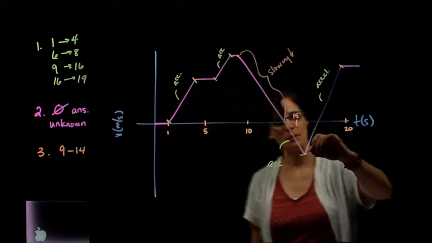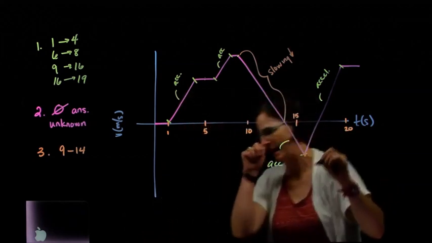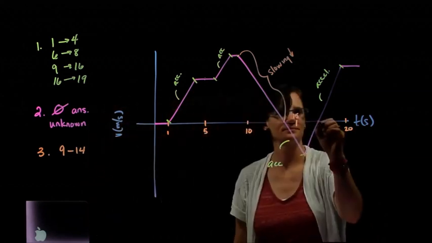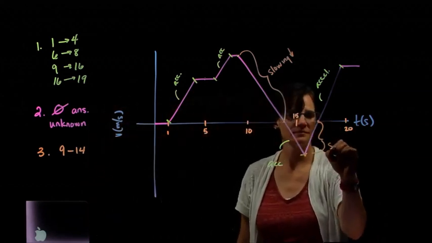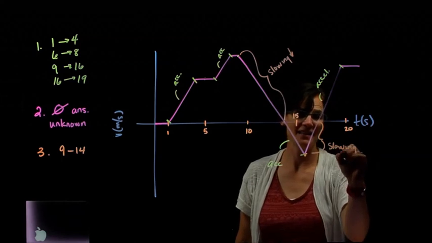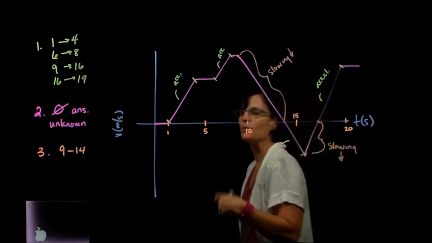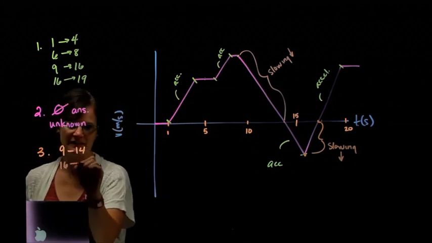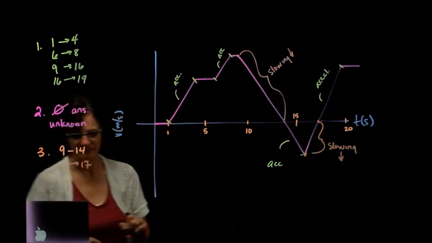However, at this point, between 16 and 17, the numbers are again getting smaller and smaller. We have another case of slowing down. So that's between 16 and 17.